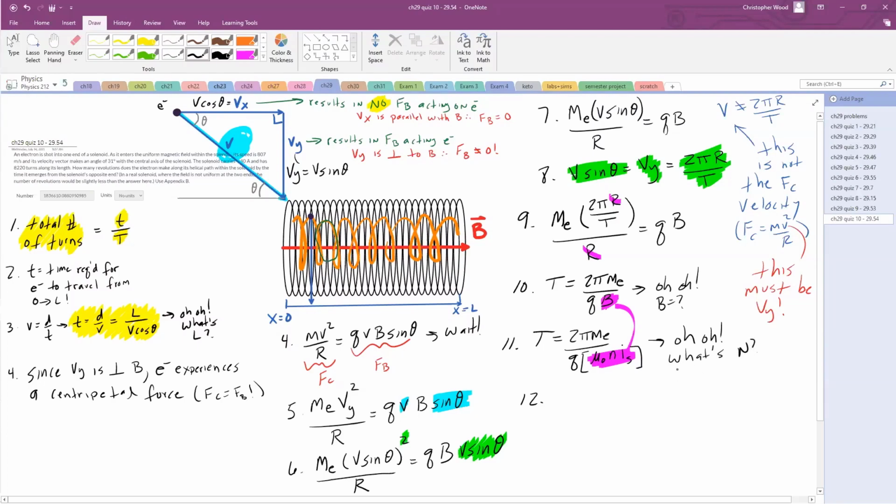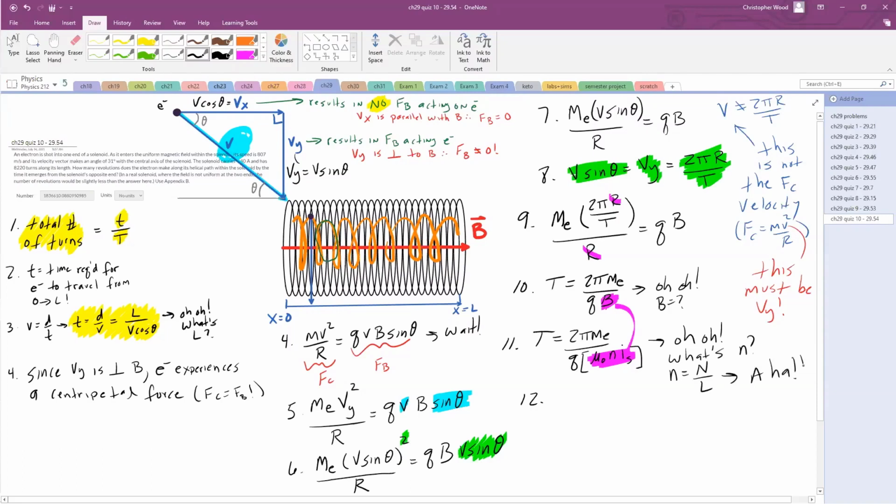And the answer is little n, sorry. What's little n? The turn density. What's little n? The little n here equals turn density, number of turns per length, and then aha.